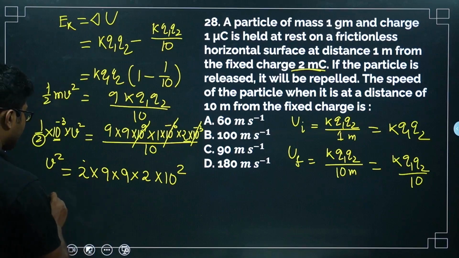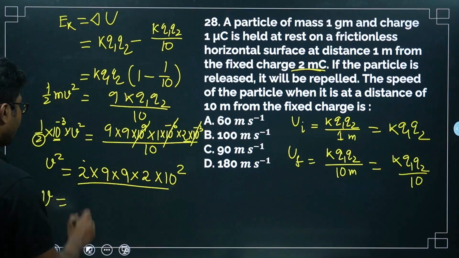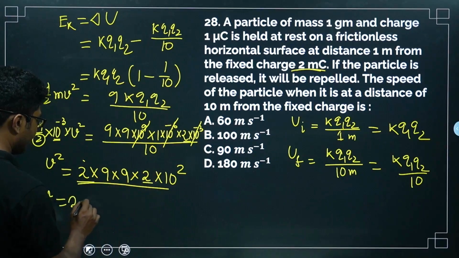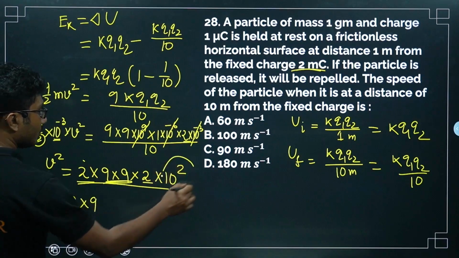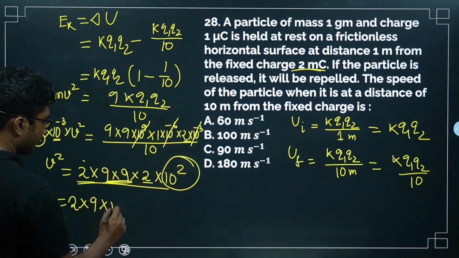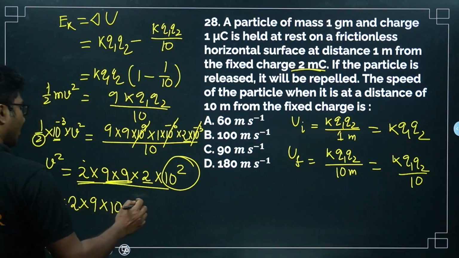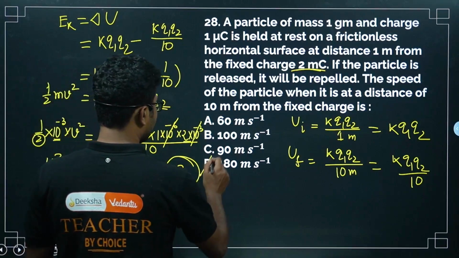Now, if you see, V will be, you have to take the square root. So V is square root of everything. So if there are 2 2's, that means only 1 will come. If there are 2 9's, only 1 will come. If there are 2 10's, only 1 will come. That is the meaning of square root. So 2 9 is 18, 180. Right? So 180 is the answer.